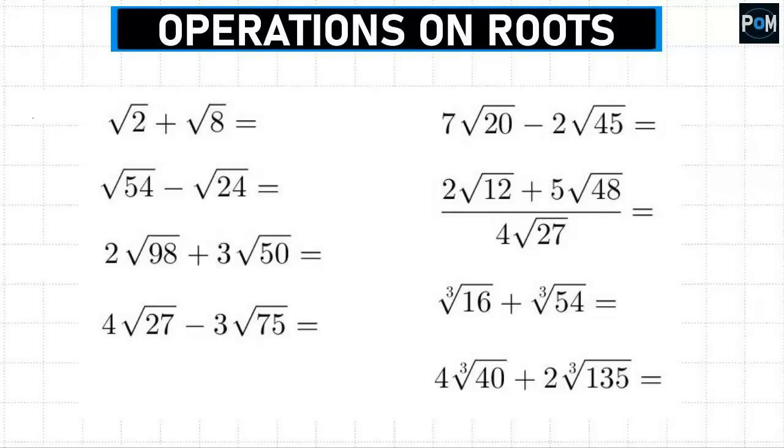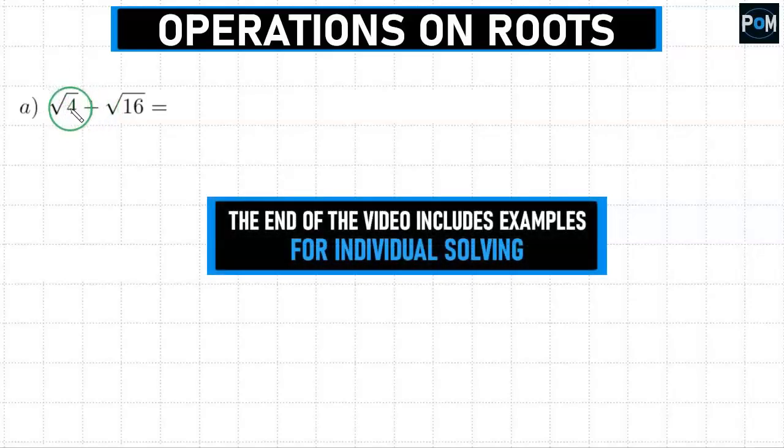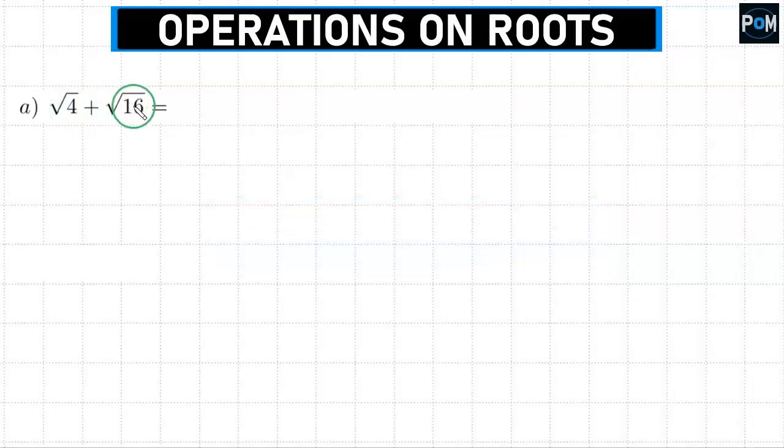In this episode, we will talk about operations on roots. We will solve such examples in this video. But to move on to the harder examples, let's start with something like this. We have the square root of 4 plus the square root of 16. Numbers like 4 and 16 can actually be square rooted. The square root of 4 is 2, and the square root of 16 is 4. We add it up and we get 6.